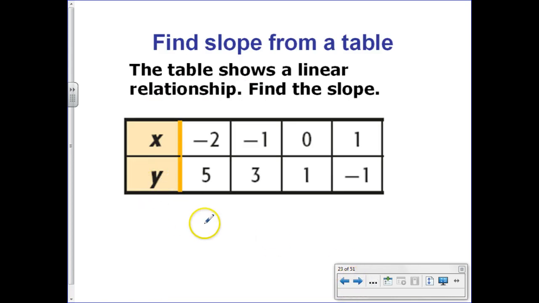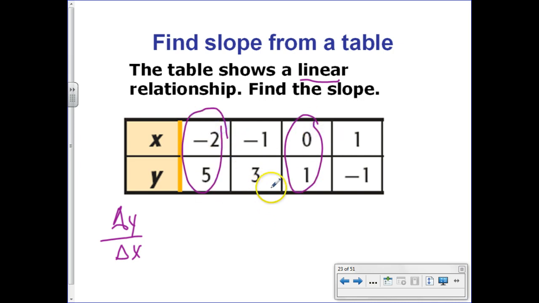All right, take a look at this one. What if you have a table? I'm telling you this table has a linear relationship, and I want to know what's the slope. Well, here's all you have to do. Pick any 2 points and find the change in y over the change in x. You choose whatever ones you want. I'm going to choose this one, and let's use this one. And it doesn't matter which ones you do, okay?